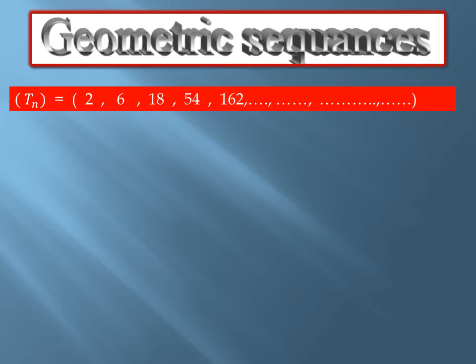If we have a constant when we divide any term by the previous term, then this is called a geometric sequence. 2 is called the first term, 6 the second term, 18 the third term, 54 the fourth term, and so on. The first term has order 1, the second term has order 2, the third term 18 has order 3, and so on.